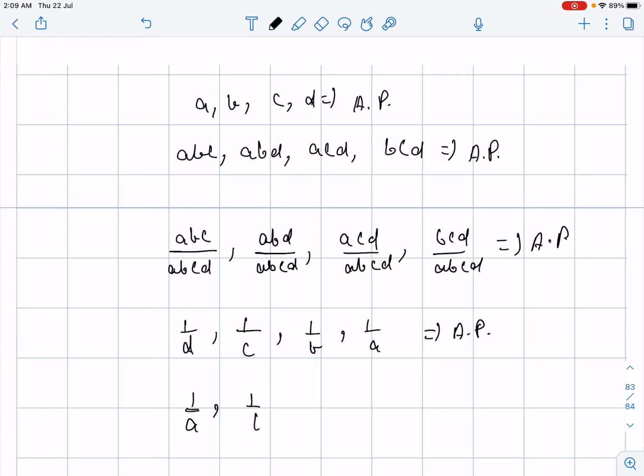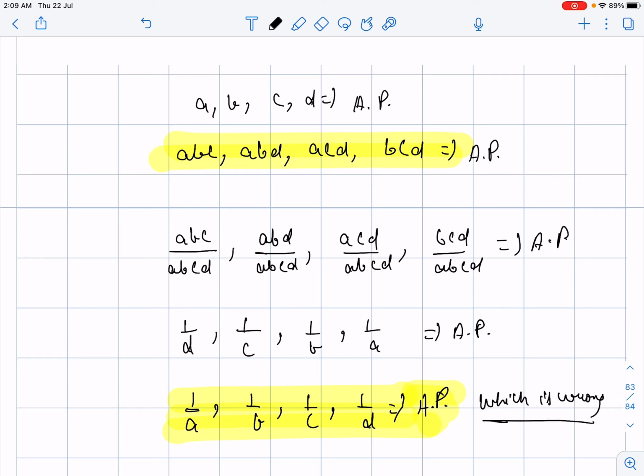That means 1 upon a, 1 upon b, 1 upon c and 1 upon d would be in an arithmetic progression. That means our assumption was that it is an arithmetic progression, but it is giving 1 upon a, 1 upon b, 1 upon c, 1 upon d in arithmetic progression, which is not right, which is wrong. Why is it wrong? Because of the wrong assumption we had made. So what was the wrong assumption we had made? That abc, abd, acd and bcd are in arithmetic progression.